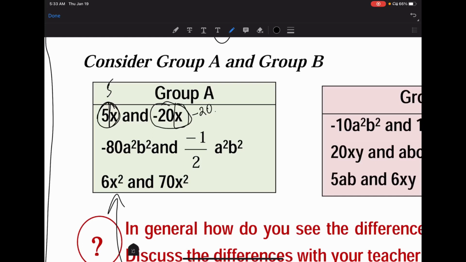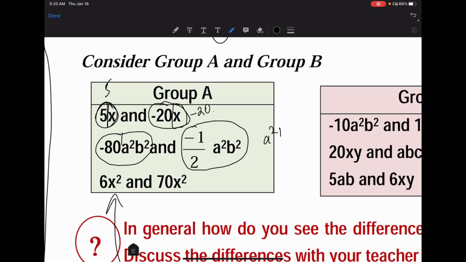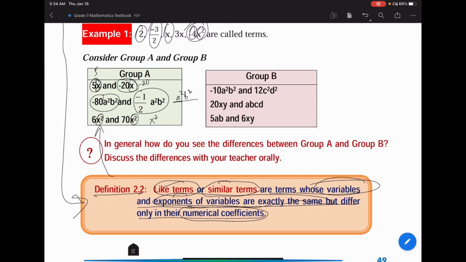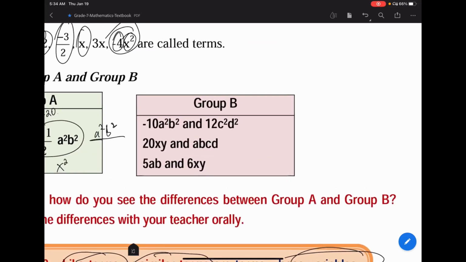They differ by numerical coefficient, not by variable or exponent of the variable. The second example is negative 80a squared b squared and negative 1 over 2 a squared b squared. Their variables are the same, a squared b squared, and the exponents are the same, so they only differ in their numerical coefficients. The third example is 6x squared and 70x squared. They are the same, only differing in their numerical coefficients. Now let's see non-examples.